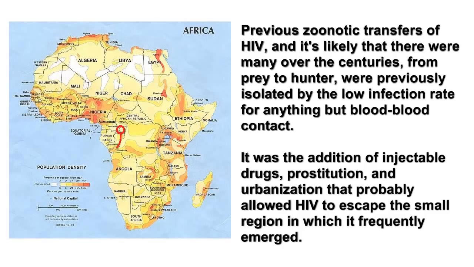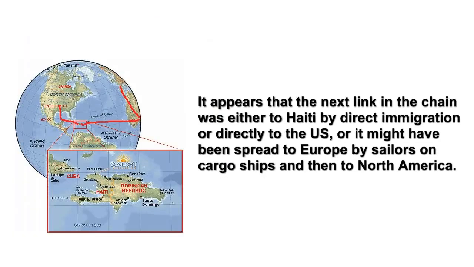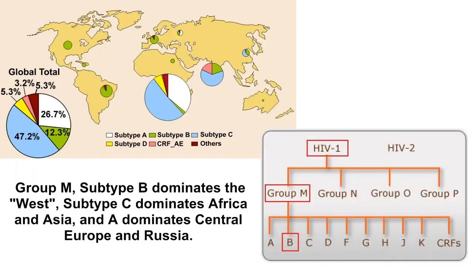It appears that the next link in the chain was either to Haiti by direct immigration, or directly to the US. Or it might have been spread to Europe by sailors on cargo ships and then to North America. The data is a bit spotty, but the emergence in the major cities of Europe was slightly after the disease was documented in New York and San Francisco.